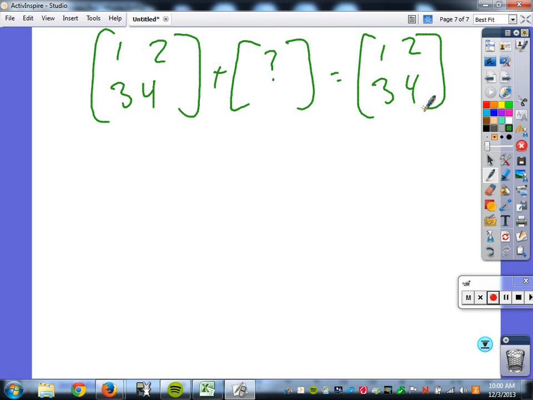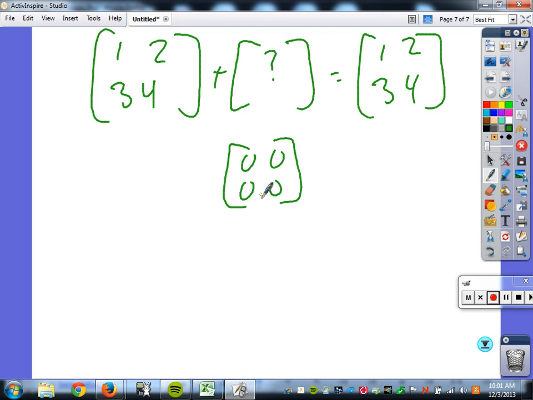So what does this matrix have to be for sure, though? When you're adding matrices, they have to have the same order, right? So because that's a 2 by 2, what does this matrix have to be? 2 by 2. So how many zeros do I need to have in there? 1, 2, 3, 4. Because 1 plus 0 is 1, 2 plus 0 is 2, 3 plus 0 is 3, and so forth, right?